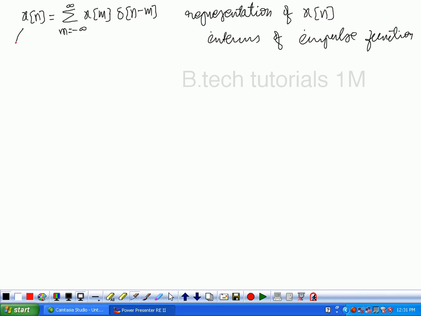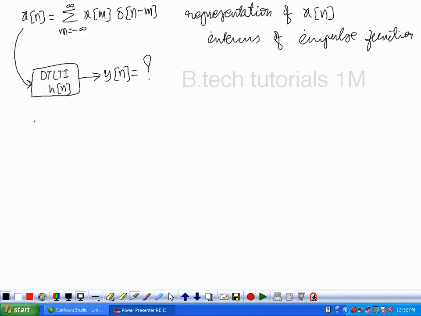Now we apply this input to a discrete time LTI system whose impulse response is h of n. Then find y of n. So we have to evaluate y of n. As it is a linear system, the input can be decomposed into some individual inputs. Apply each input separately, find the individual responses, then sum all the individual responses to get the total response.